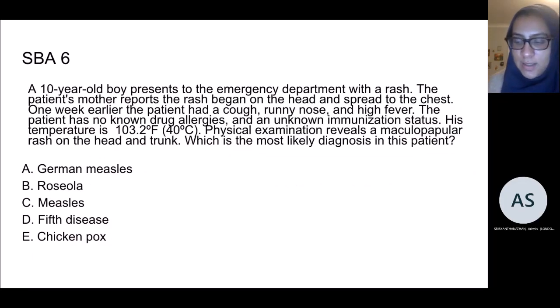SBA 6. A 10-year-old boy presents to the emergency department with a rash. The patient's mother reports the rash began on the head and spread to the chest. One week earlier, the patient had a cough, runny nose, and high fever. The patient had no known drug allergies and an unknown immunization status. His temperature is 40 Celsius. Physical examination reveals a macular papular rash on the head and trunk. What is the most likely diagnosis in this patient? So, 30 seconds.